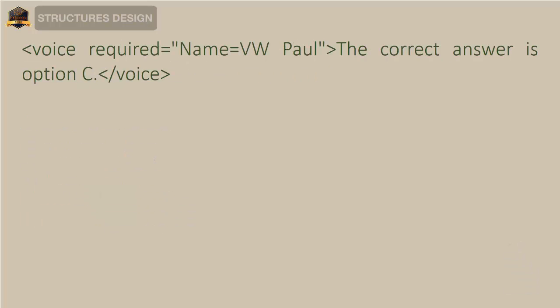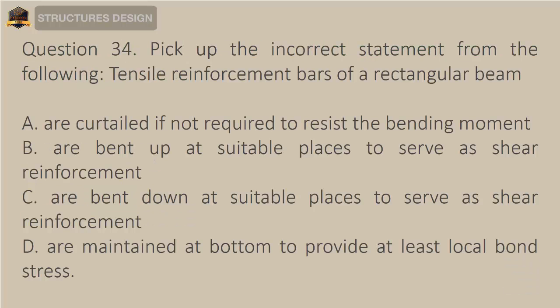Question 34. Pick up the incorrect statement from the following. Tensile reinforcement bars of a rectangular beam A are curtailed if not required to resist the bending moment. B are bent up at suitable places to serve as shear reinforcement. C are bent down at suitable places to serve as shear reinforcement. D are maintained at bottom to provide at least local bond stress. The correct answer is option C.